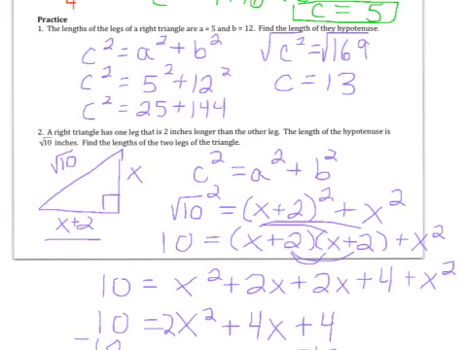So we still need to answer the final question. Find the lengths of the two legs of the triangle. So we know that one leg, we can call him A, equals 1, and B will equal 3, 1 plus 2.